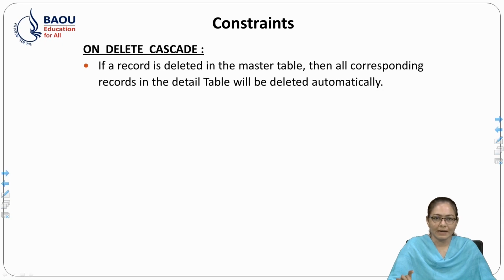Using on delete cascade, if the record is deleted in a master table, then all the corresponding records in the detail table will be deleted automatically. Means if the record is deleted in the student table, then all the corresponding records in the result table will be deleted automatically when we use on delete cascade.